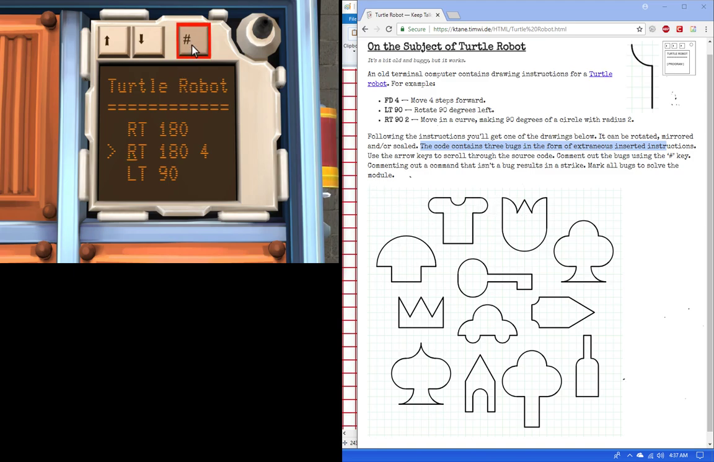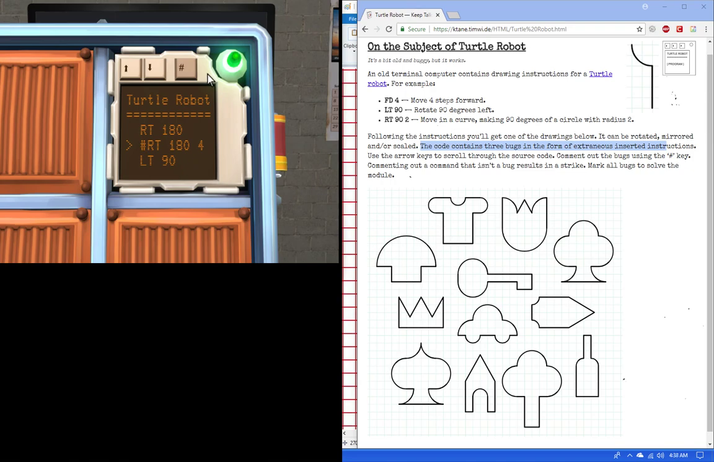So if I comment this out, this should be the last bug I need to comment out. Because if I look closer, RT 180, we're facing down, and if I comment this out, LT 90, so going counterclockwise 90 degrees. Now we're facing this way, and our next direction is RT 90, so facing in this way, RT 94 with a radius of 2. We're going to go this way. So this has to be our last and final bug. And that's a soft module.